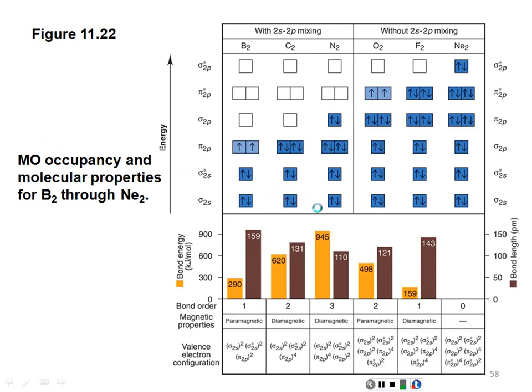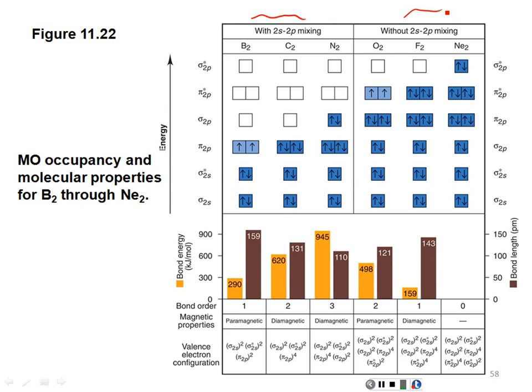Figure 11.22 is a good summary. It shows you some examples with sp mixing and without, and it shows you their electron configurations. So if you're comfortable with drawing these orbitals out and filling them in, this would be a very good starting point for a review, if you will. Just be comfortable with these diatomic molecules, making their molecular orbitals and filling them.